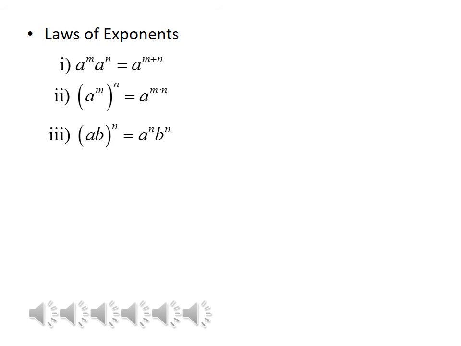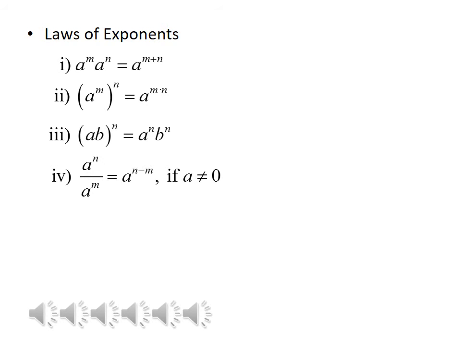Third, if you have a product a times b and the entire product is raised to a power n, you can distribute the exponent to both terms, so ab to the n power is going to equal a to the n power times b to the n power.